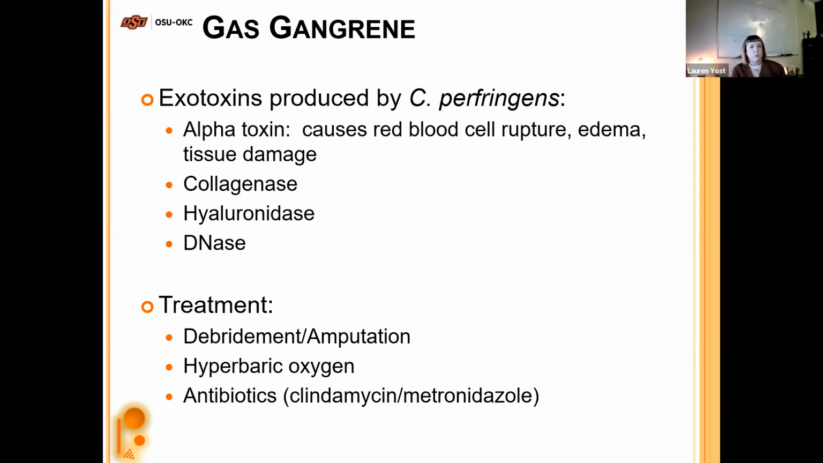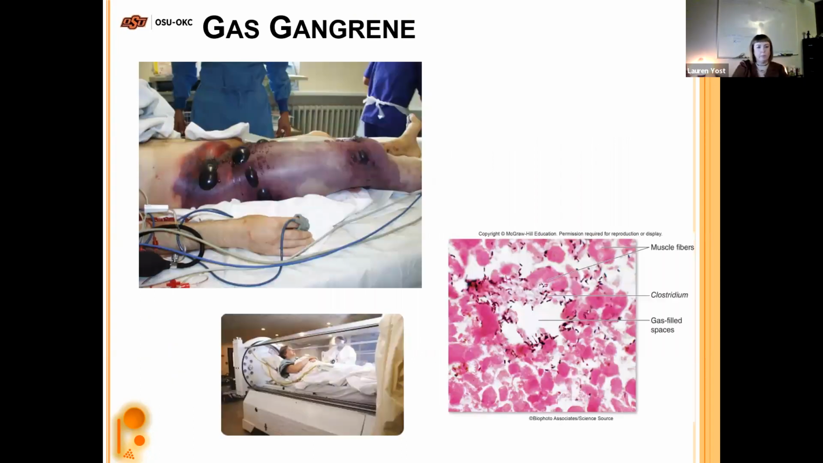So how do we treat this? We mentioned oxygen previously. It's sort of similar to the necrotizing fasciitis: debridement, amputation, hyperbaric oxygen. And we can also treat with antibiotics as long as we're not resistant to them. The favorite choices here will be clindamycin and metronidazole. Metronidazole is a favorite antibiotic for anaerobic bacteria.